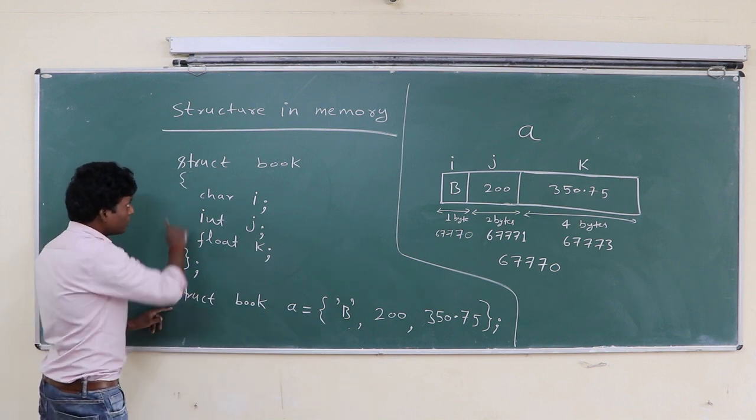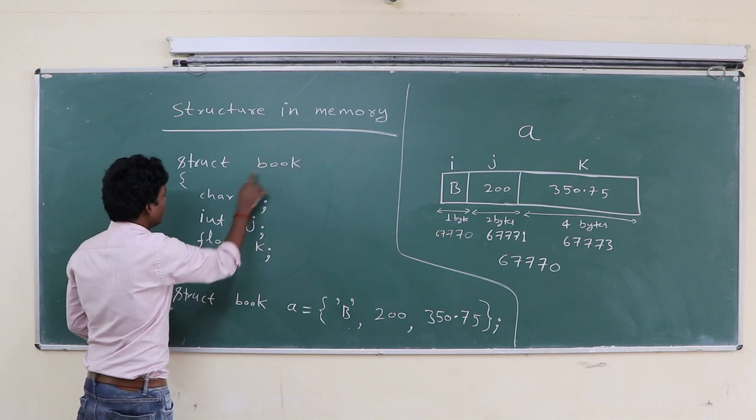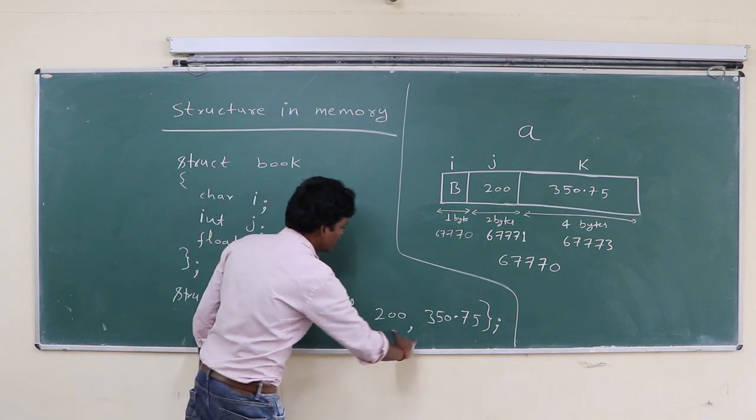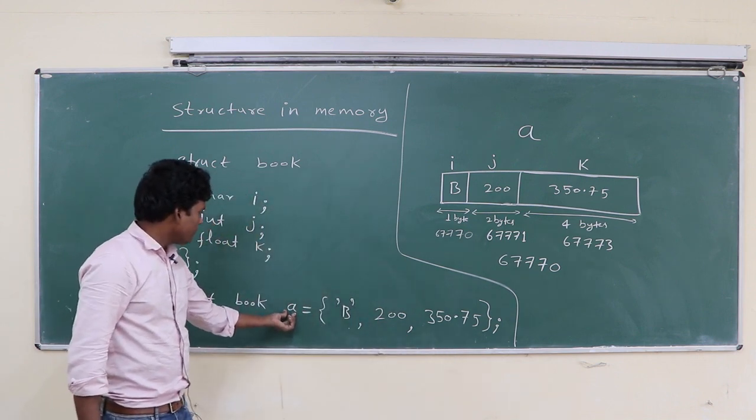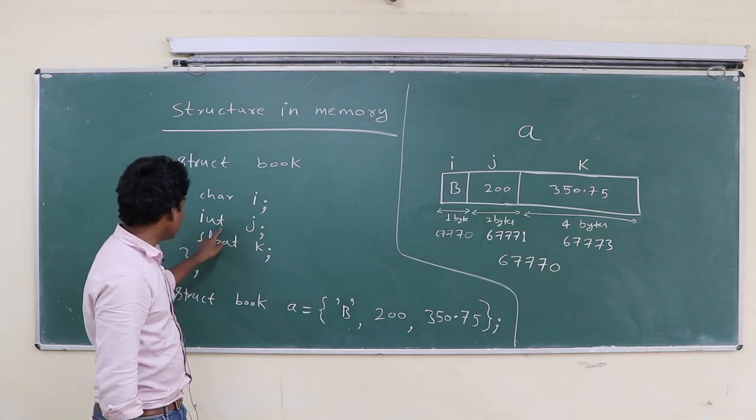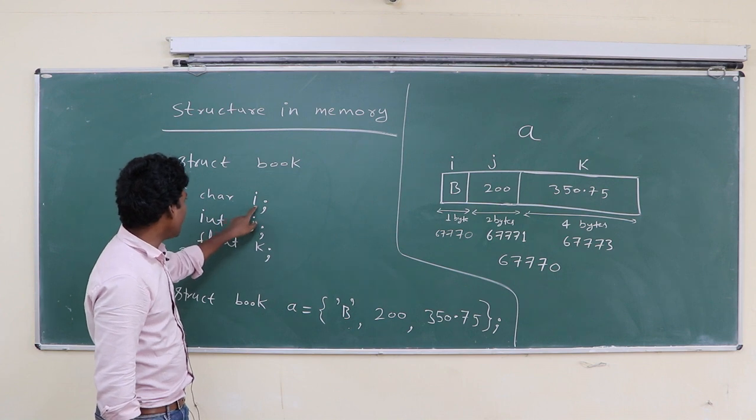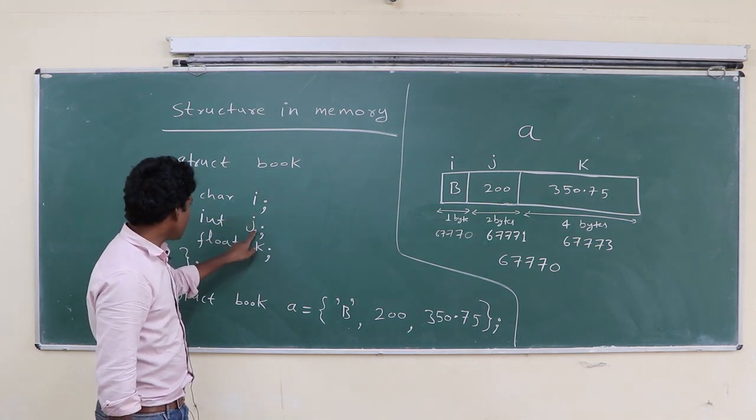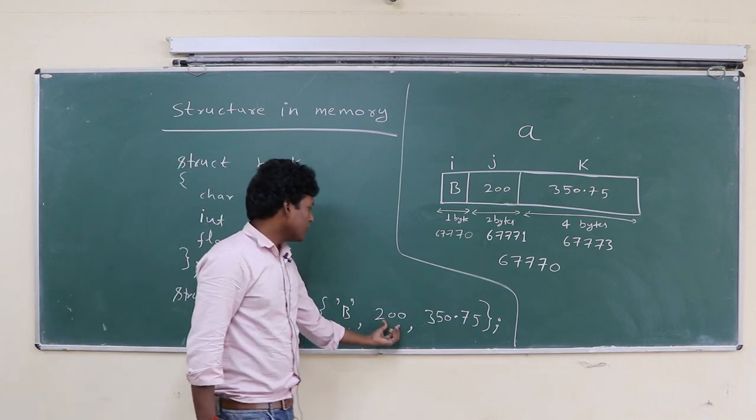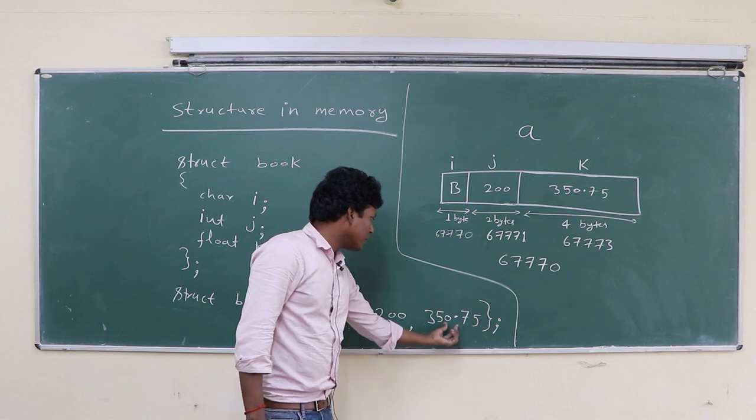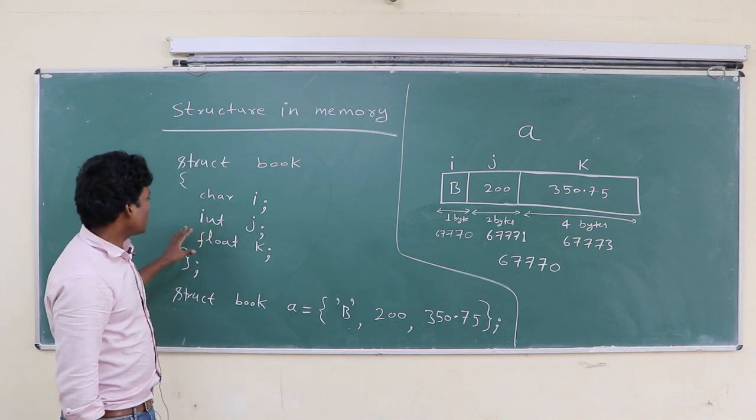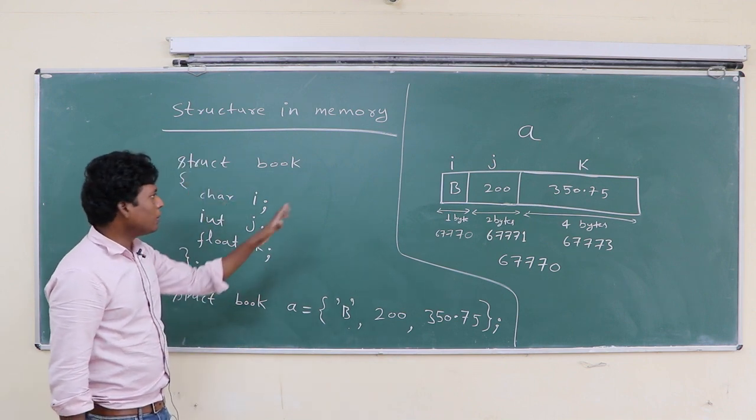When we use this structure, we just copy this. Okay, so this is the structure data type, this is the structure variable, and this is the structure constant. This structure variable has three members, 1, 2, 3. This is the character type, this is the integer type, this is the float type. Basically this is the name of the book, this is the page count of the book, and this is the price of the book. So the book name is B, there are 200 pages, and the price is 350.75 rupees.